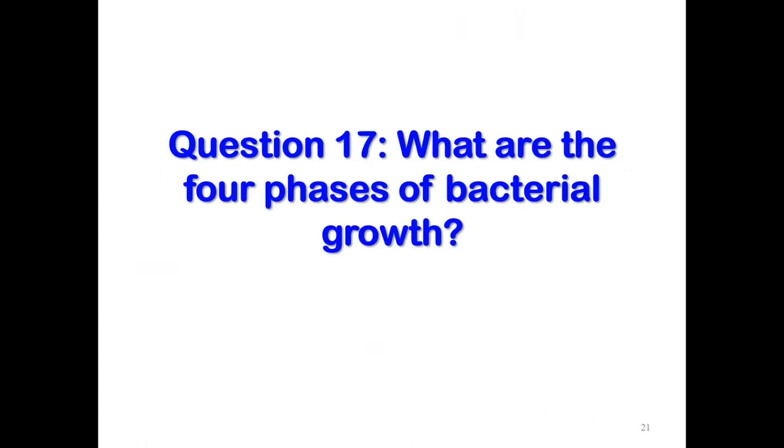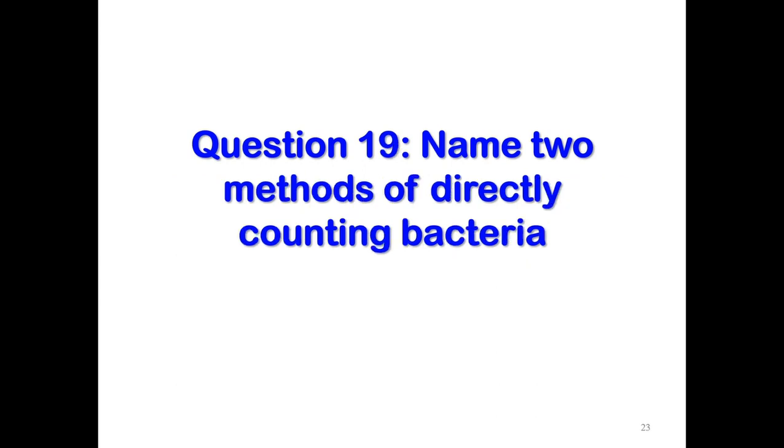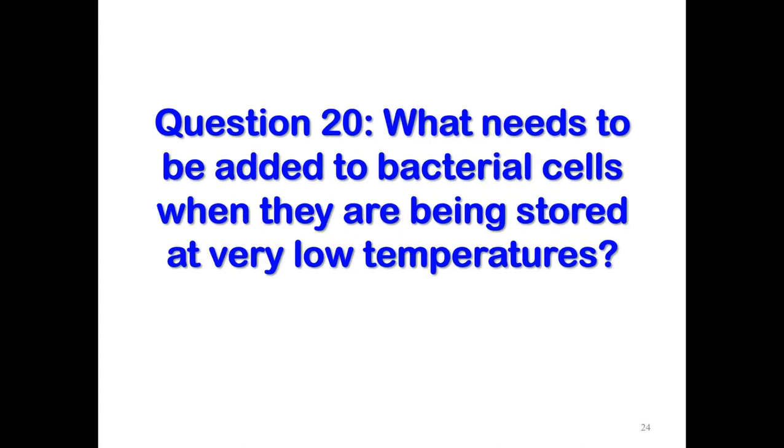And number 17, what are the 4 phases of bacterial growth? Number 18, name 2 reasons why bacteria enter the stationary phase. 19, name 2 methods of directly counting bacteria. Last question, what needs to be added to bacterial cells when they are being stored at very low temperatures?